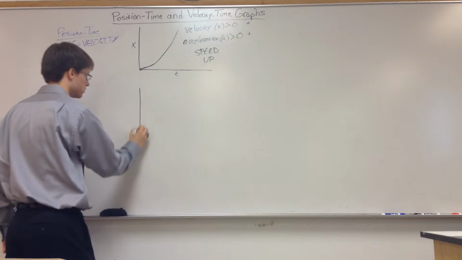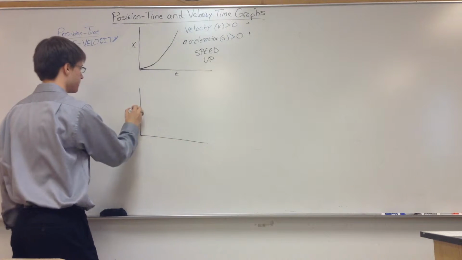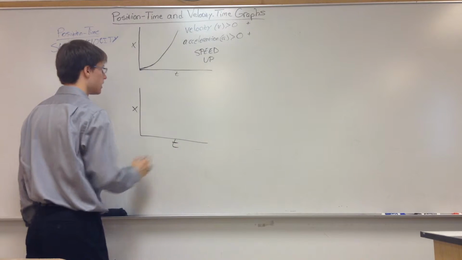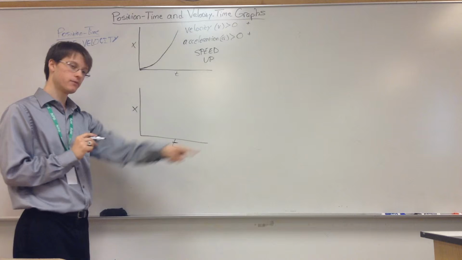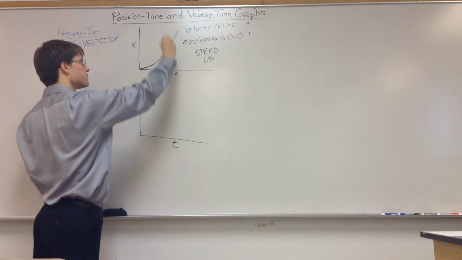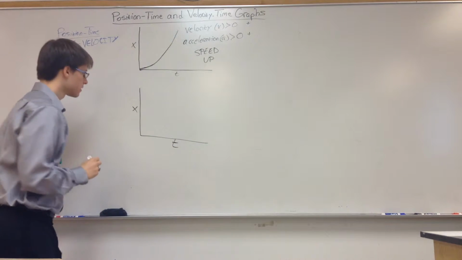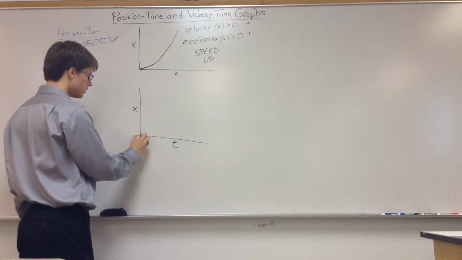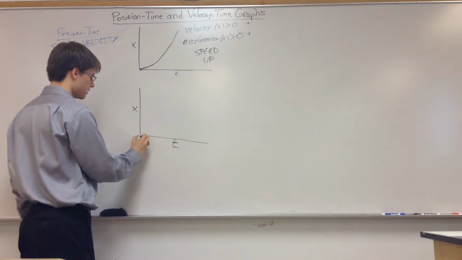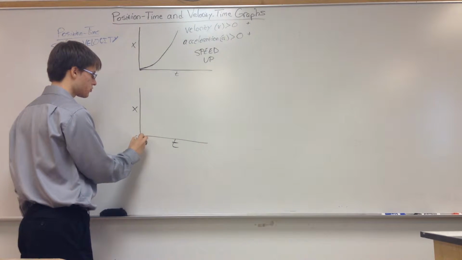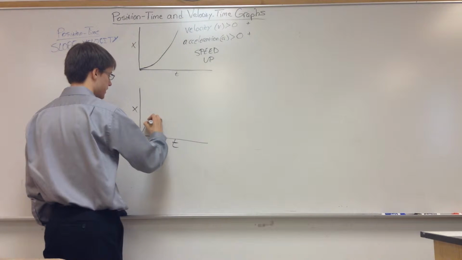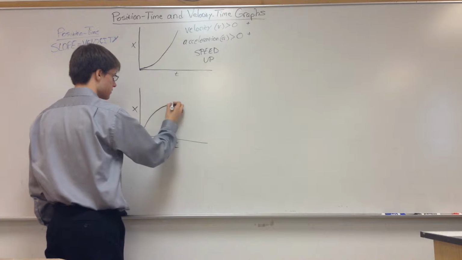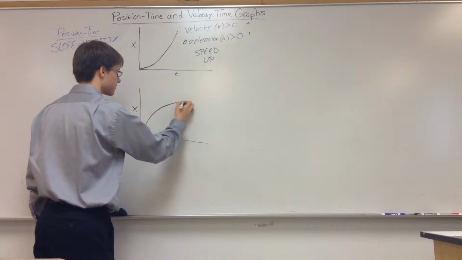Well, draw my axes here, position and time. I start off really fast and then I slow down. My velocity is still positive, so like this one I need to have a positive increasing slope, right? So this means that I'm going to start here. I start off fast, so my position is changing very quickly. But as I progress, I begin to slow down, so my velocity decreases. And I get something that looks like this.